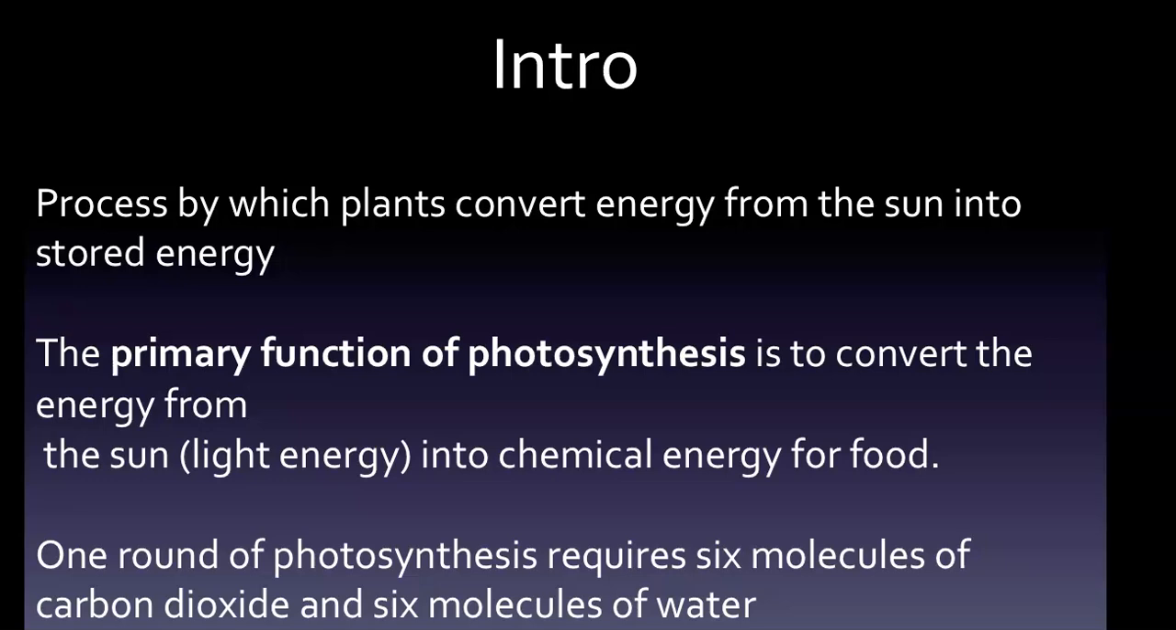And then one round of photosynthesis requires 6 molecules of carbon dioxide as well as 6 molecules of water. And when assembled, that creates food molecules. So to go even a little further here, 6 molecules of carbon dioxide, 6 molecules of water with assistance from the sun's light is turned into 1 molecule of sugar, which would be written C6H12O6, along with 6 molecules of oxygen, so 6O2, as a byproduct.